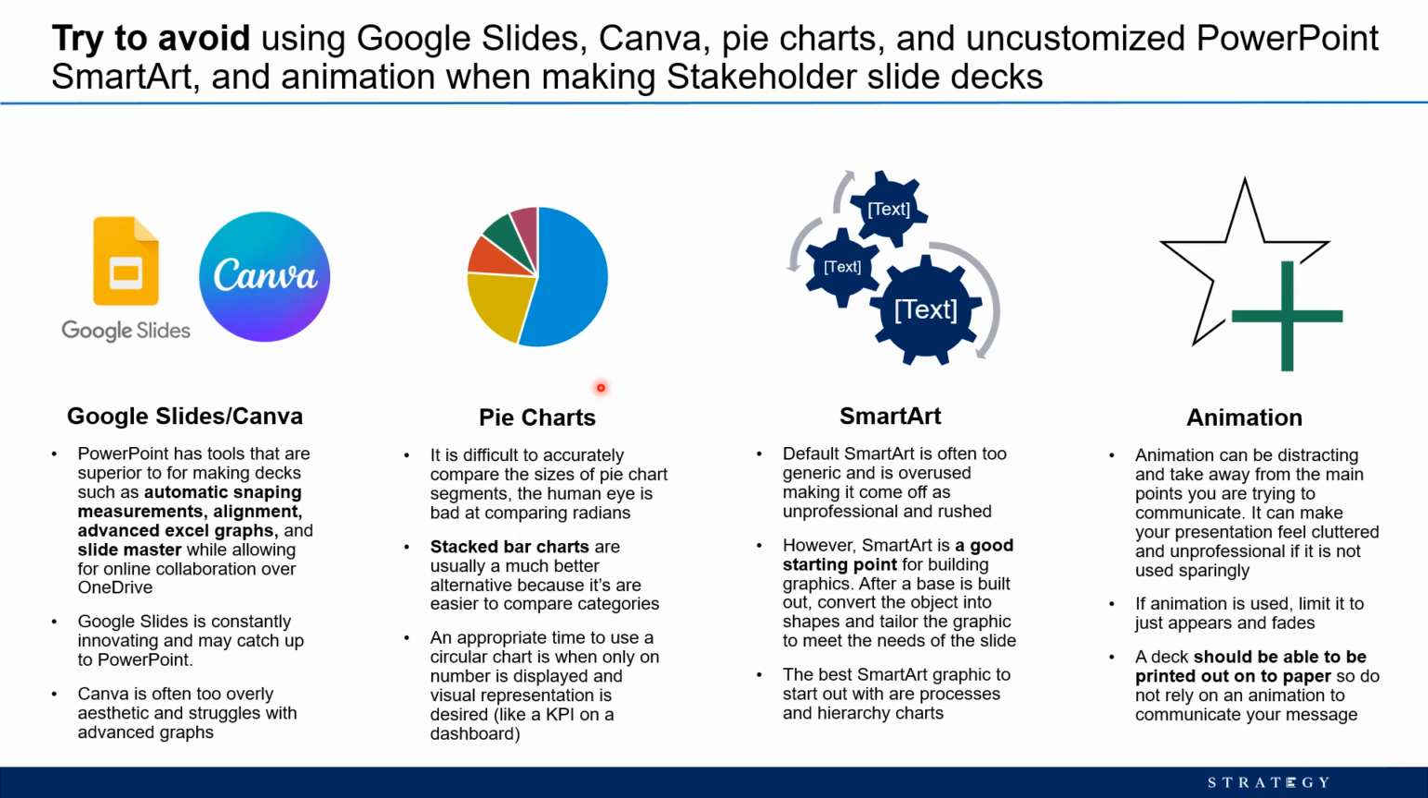Next, pie charts. If you've taken a statistics course, you know never to use pie charts. The simple explanation for this is it's very hard to distinguish different sizes in pie charts. For instance, it's hard to tell which is bigger, this purple area or this green area. It's always better to use a stacked bar chart just because the human eye is able to discern lengths better than it is to discern radians.